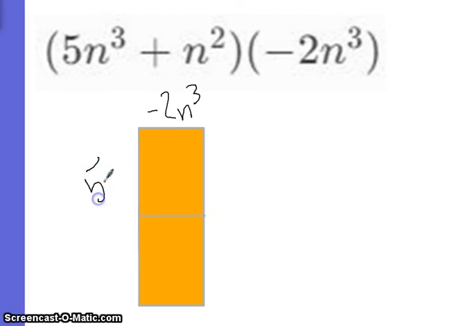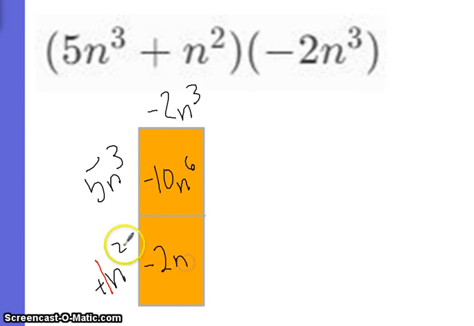5n to the 3rd and plus n squared. It seems like some people very much like putting the 1 in front. But when you're done and when you have your answers, take the 1s away because it doesn't make any sense for it to be there. 5 times 2 is negative 10. And 3 plus 3 is 6. And then negative 2 times positive 1 is negative 2n to the 2 plus 3 is 5. And so my final answer is negative 10n to the 6 minus 2n to the 5th.